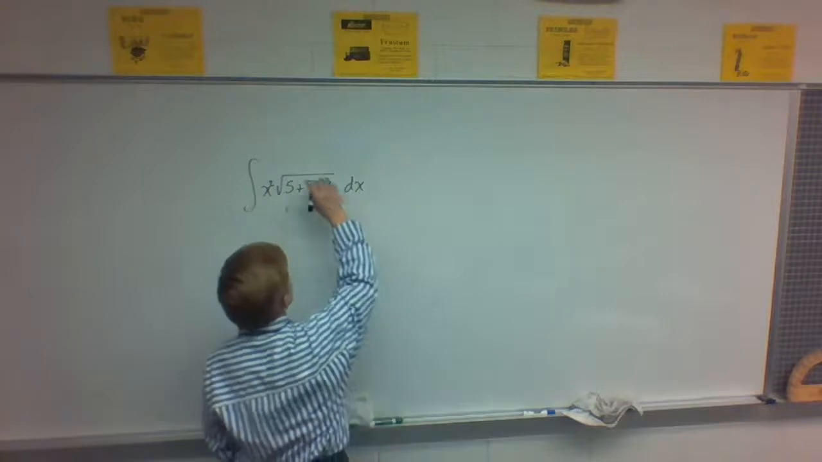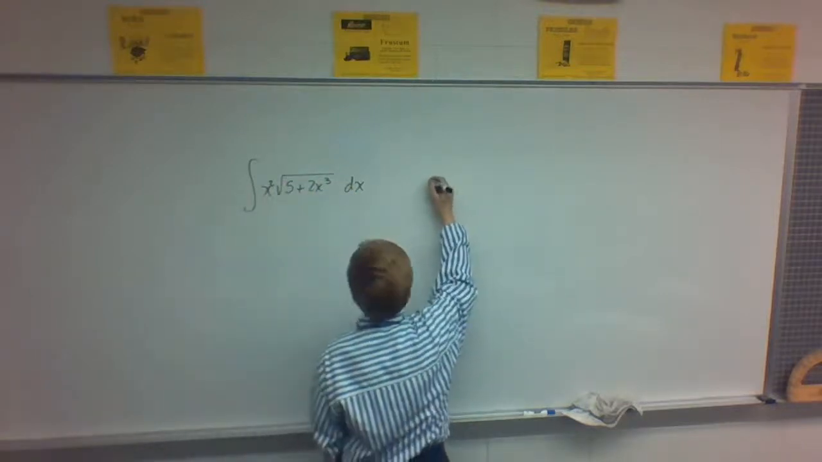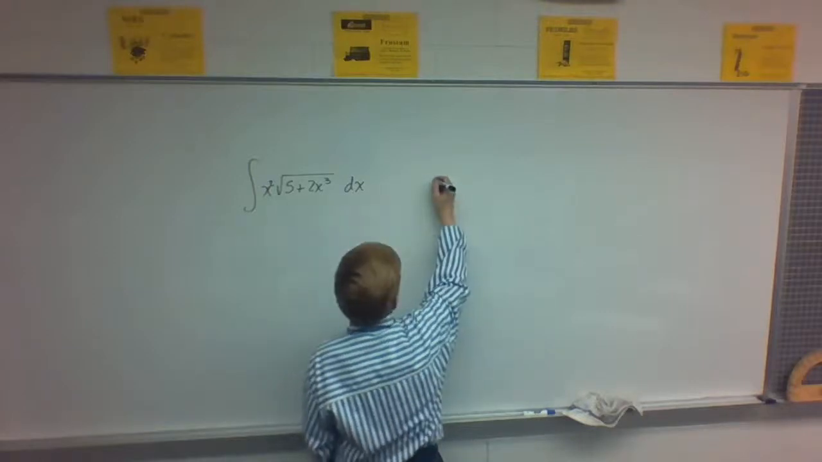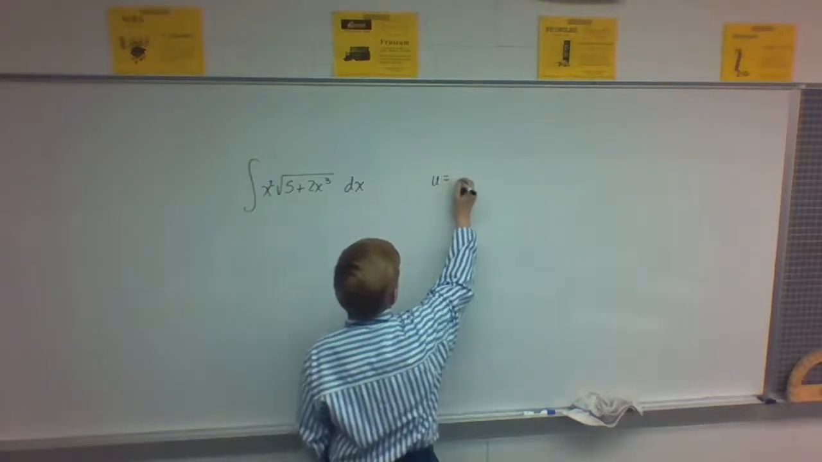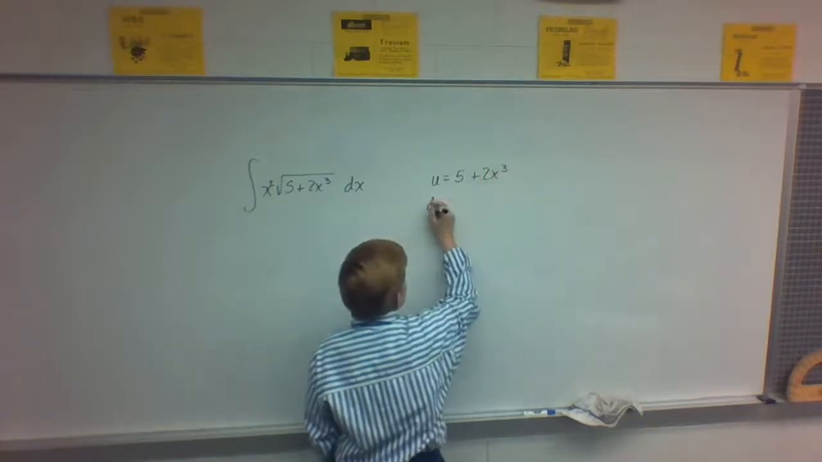So what we do is we let this, so that its derivative will be some form of an x squared. We let the whole thing, as much of it as possible. If it's got a constant, I recommend you let that be part of the u. So I'm going to let it be 5 plus 2x cubed. Then du will be what?